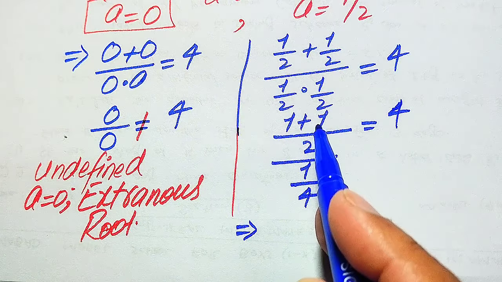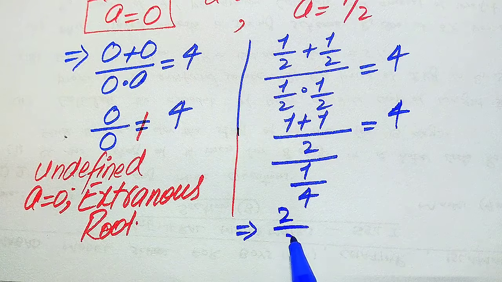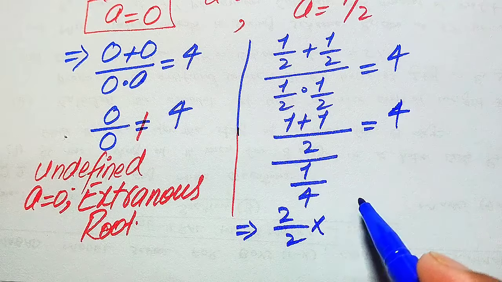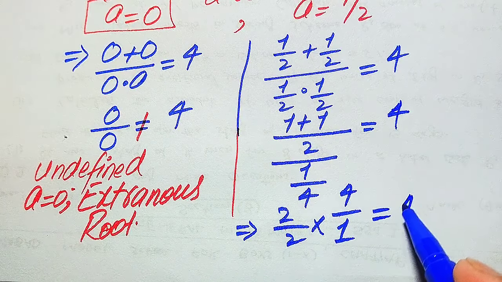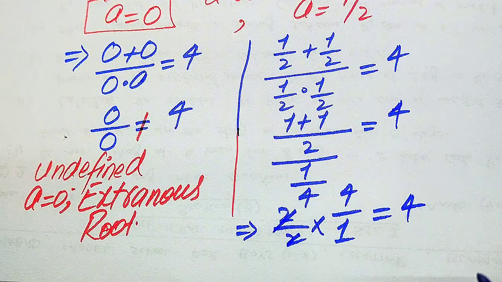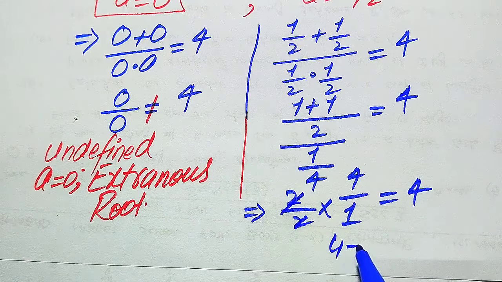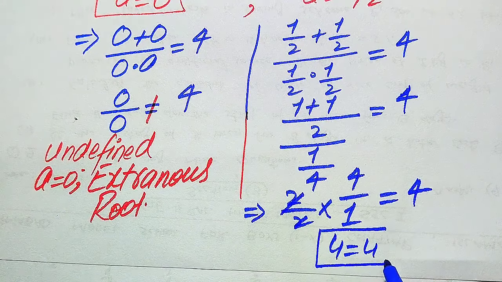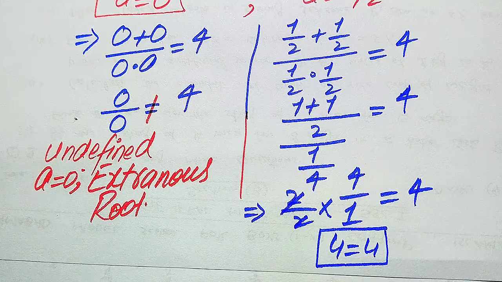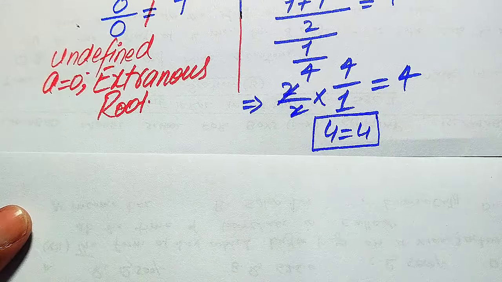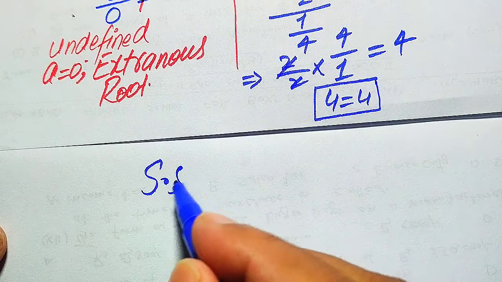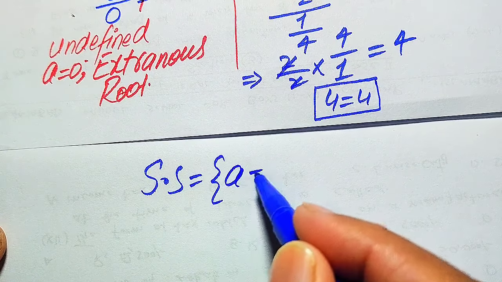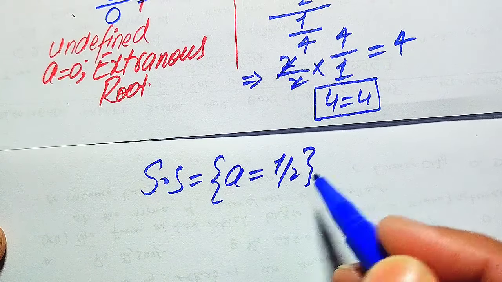So we need more simplification: 1 plus 1 becomes 2, which we write as 2 over 2, multiplied by 1 over 4, which is written as 4 over 1, equals 4. These two values are cancelled out by each other, and we get 4 equals 4. This means the second value of a satisfies our given question statement. So finally we conclude that the solution set of this question is a equals 1 over 2.